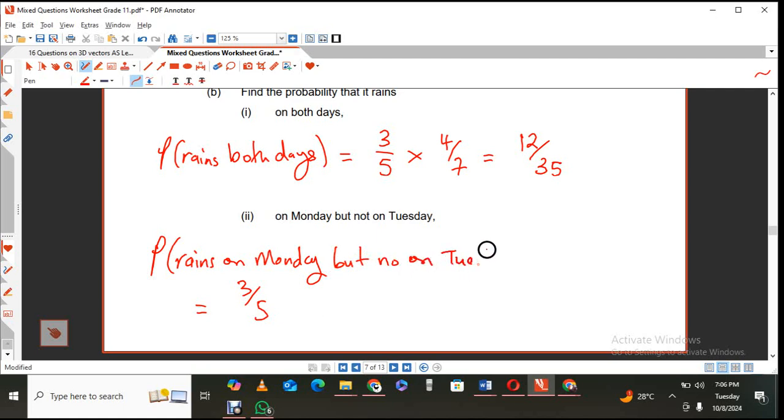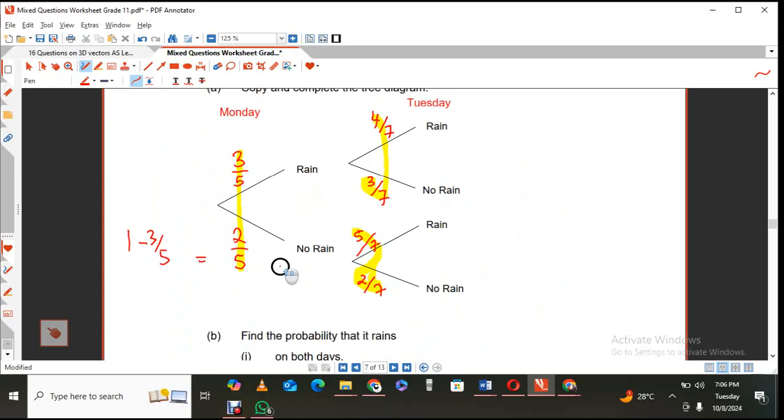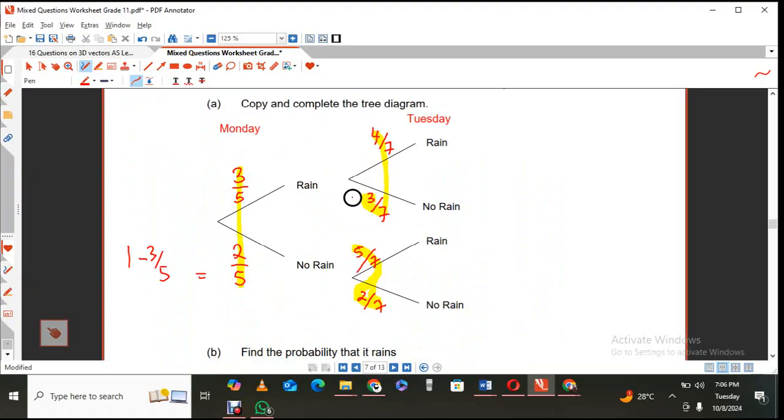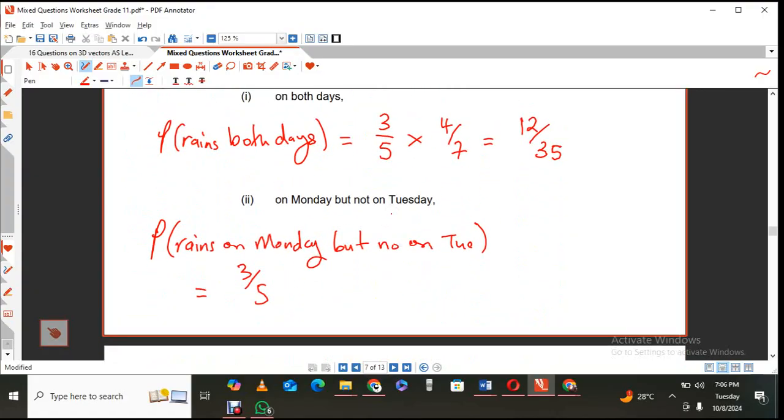on Tuesday. So when we go back to our diagram, it's going to be 3 over 5 going in this direction, times 3 over 7. So multiply that times 3 over 7. Of course, numerator times numerator, that's 9 upon 35.